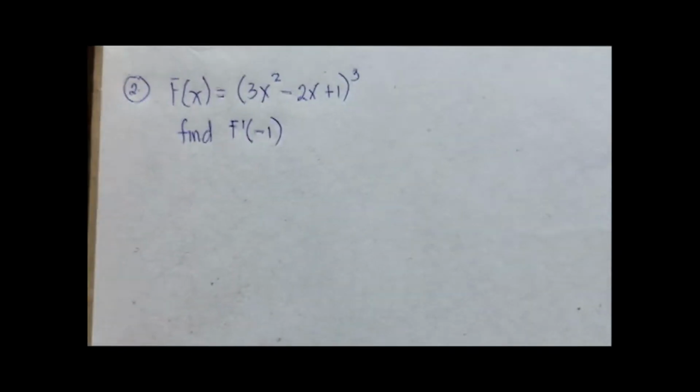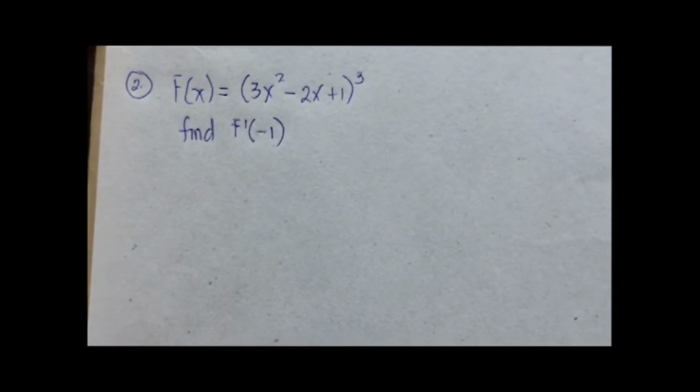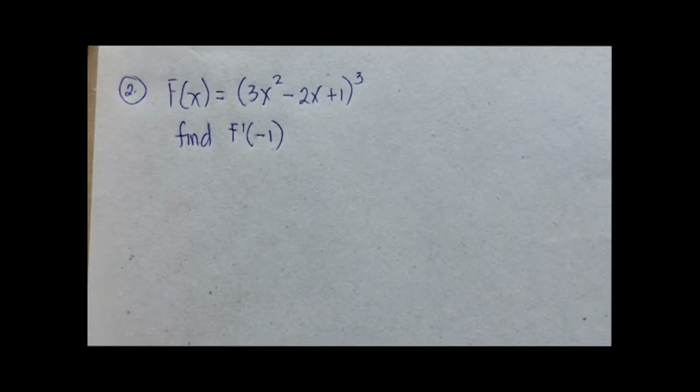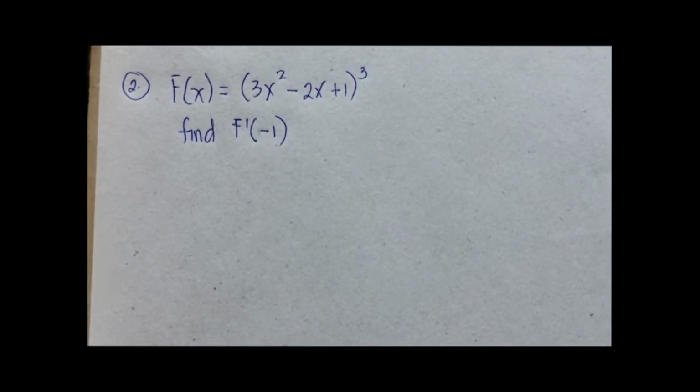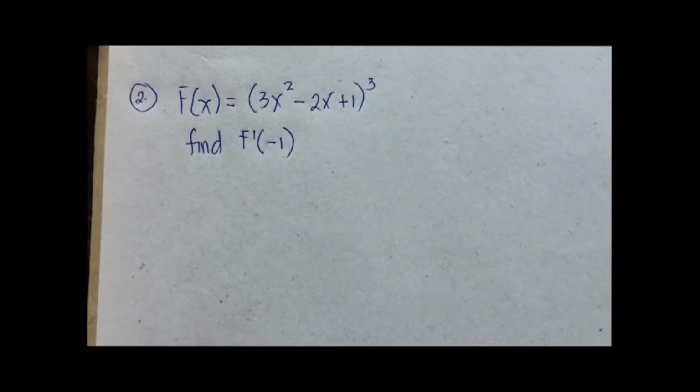Example number 2. So this time, let's proceed to our second example with a given of f of x is equal to 3x squared minus 2x plus 1 raised to 3. And find f prime negative 1.